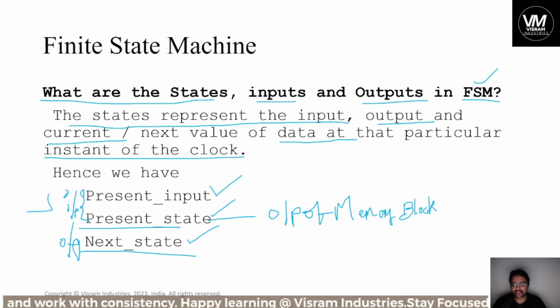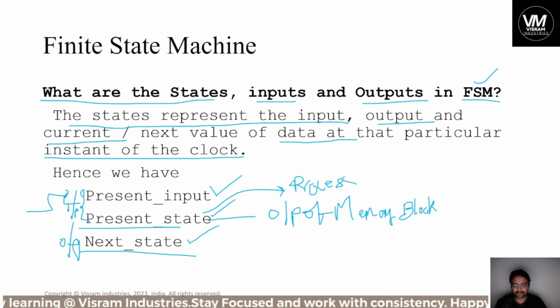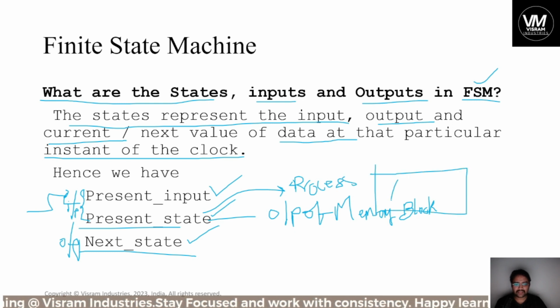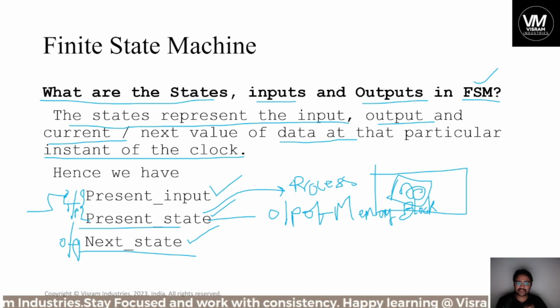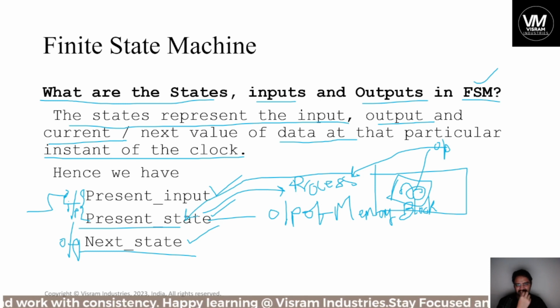So this is given at the input, and present state can be some output that is obtained after the process. Some process happens inside the block. After that process happened, you will get some output, right? That output can be the present state. Got it, guys?